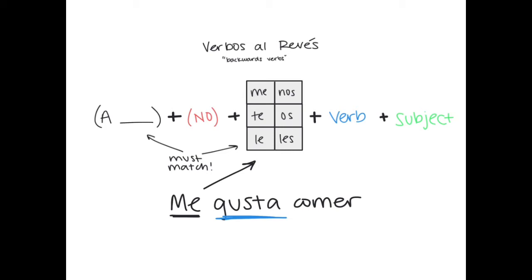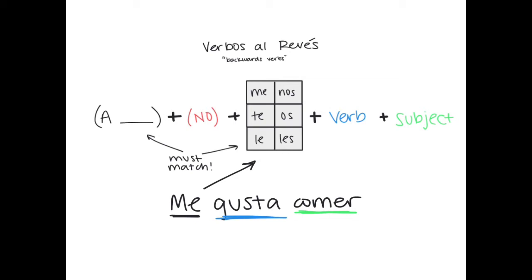And then your subject is going to be this comer here. Comer is a verb, but it could also be a noun. Like, if you want to say, I like apples, you can say, me gustan manzanas. But this is just the very basics of what we have learned so far.